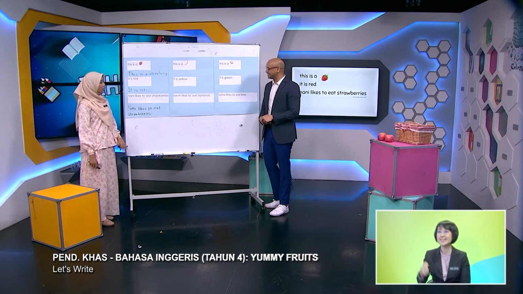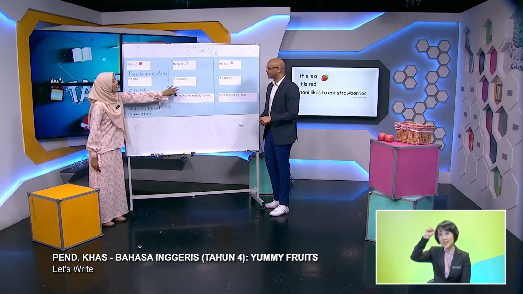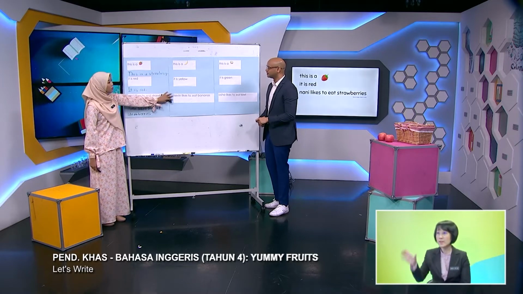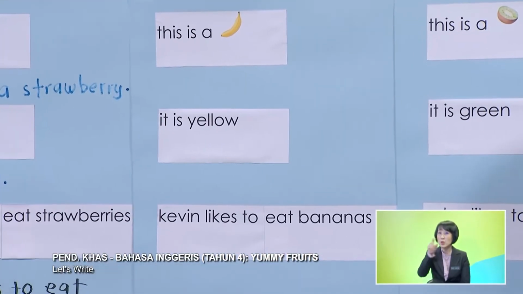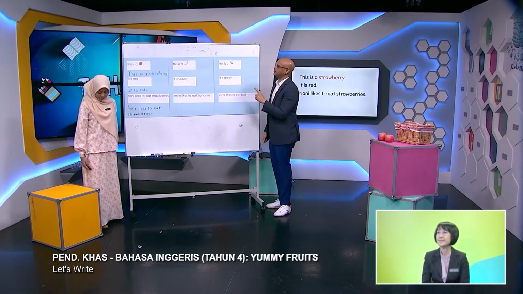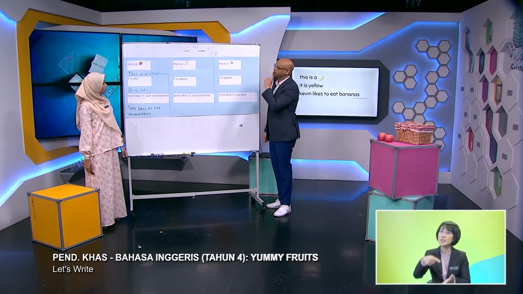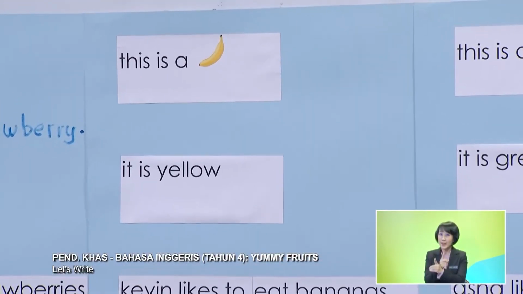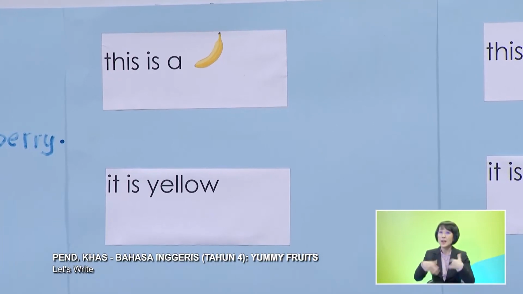For the second and third paragraph, I need you to write it for me. Can you? Sure, I'll do that. So this is a... it looks like a banana. Is that correct? Banana, yes, correct. So how to spell banana?